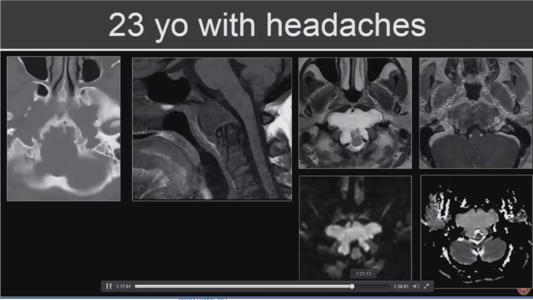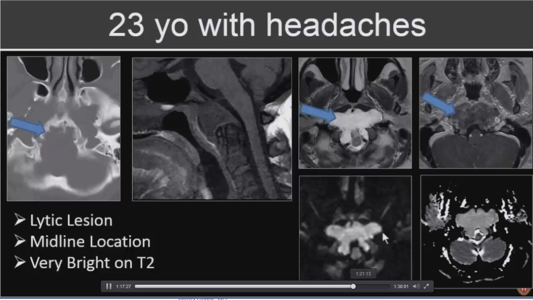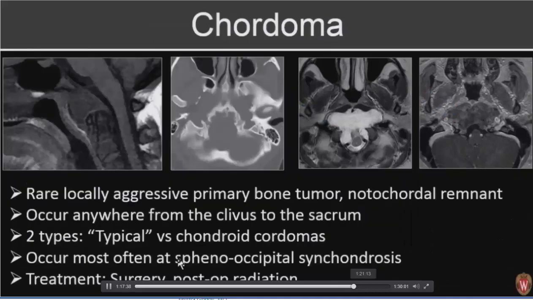This is a 23-year-old who's coming in with headaches, and we can see that there's this lytic lesion involving the clivus. Notice here how we've got these infiltrative margins on our CT image. And then notice how bright in signal this lesion is on T2. The enhancement is variable, but in this case it's minimal, and we don't have very much diffusion restriction. It's primarily T2 shine-through. So we've got a lytic lesion, midline location, and it's very bright on T2. This is an example of a chordoma, a classic imaging appearance of a chordoma.